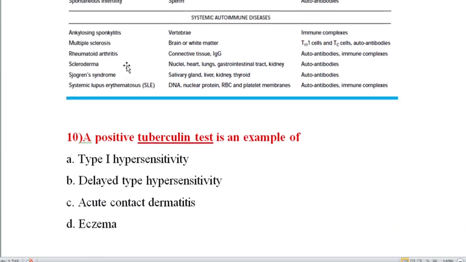Next, in post-streptococcal glomerulonephritis, the self antigen is present on the kidney, and in spontaneous infertility, the self antigen is located on sperm. With regard to ankylosing spondylitis, the self antigen is located in the vertebrae. In rheumatoid arthritis, the self antigen is located in the connective tissue, or else it is the IgG antibody. In scleroderma, the self antigen is located in the nucleus, heart, lung, gastrointestinal tract, and kidney. In Sjögren's syndrome, it is located in the salivary gland, thyroid gland, liver, or kidney. In systemic lupus erythematosus, the self antigen is DNA, protein, RBC, or platelet. So your immune system will be fighting against your own DNA, nuclear protein, RBC, and platelet membrane.